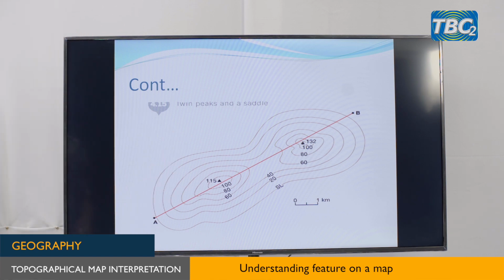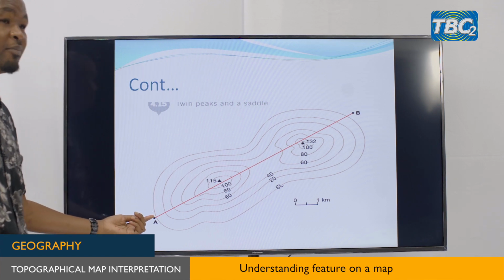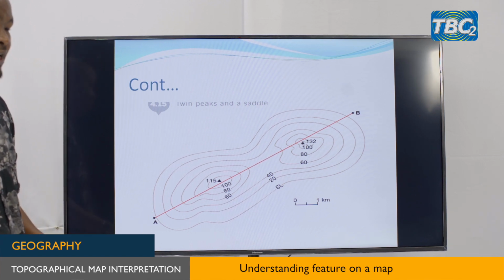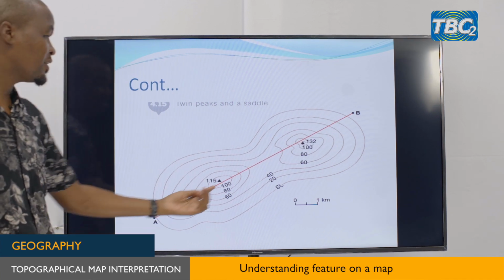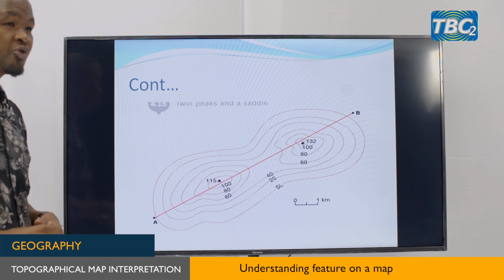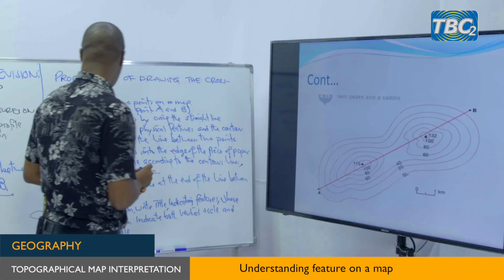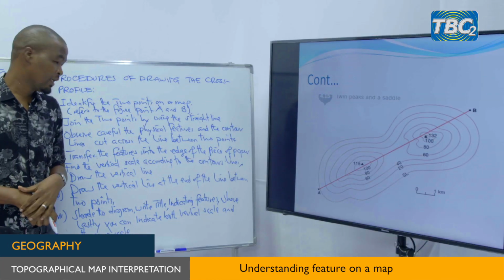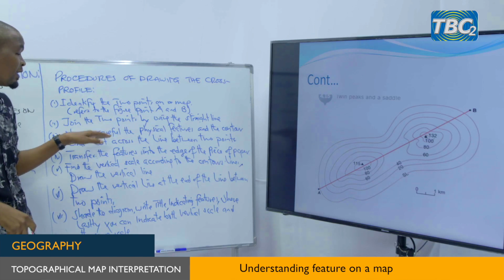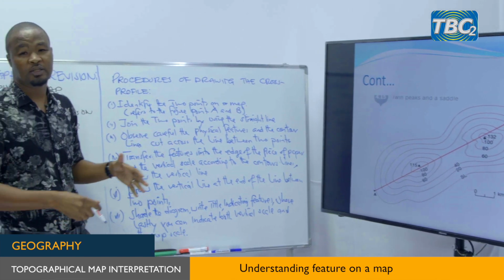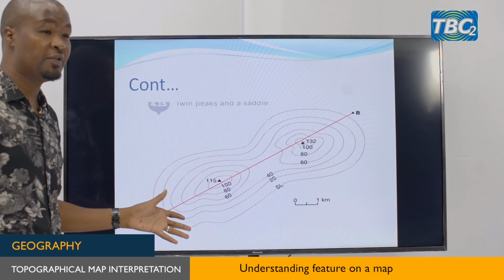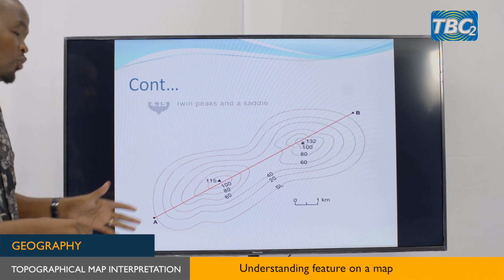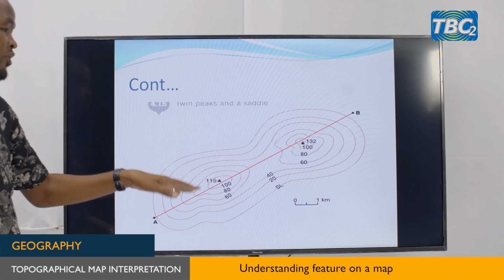The second step said, join the 2 points by using a straight line. Right now, I have already joined my 2 points by using a straight line. As you can see right here, this is point A, this is point B. I have joined the 2 points by using what? By using a straight line. The third stage: observe carefully the physical features and the contour lines that cut across the straight line joining the 2 points.